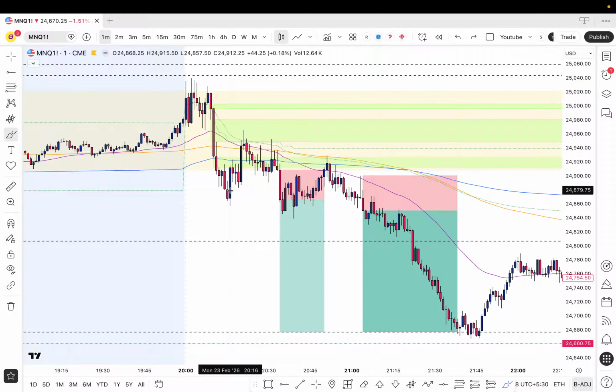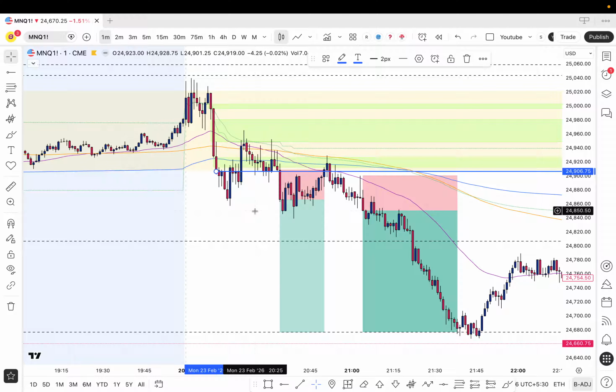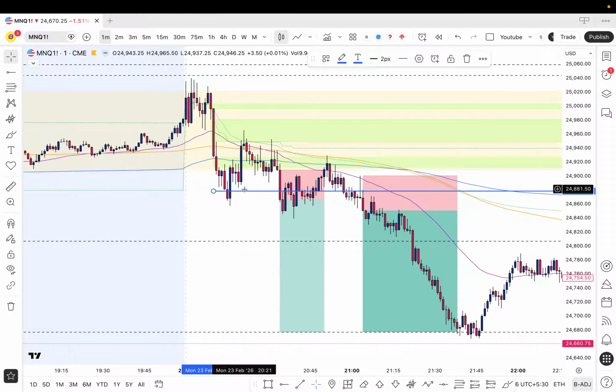Simply it dumped down, went back up. Then I took this trade when I saw that this kind of resistance or support was being broken with a good candle. I took this entry and my stop loss got hit. I did not anticipate that the market will push back up, but it did and my stop loss got hit.